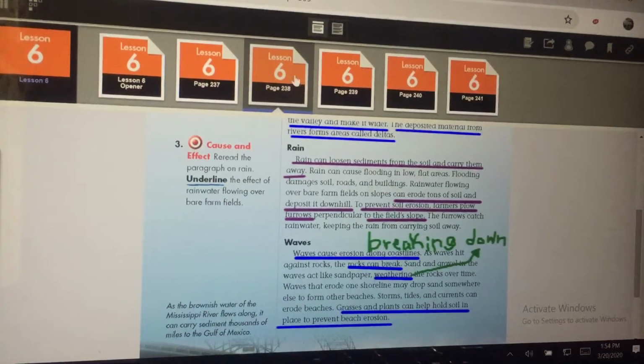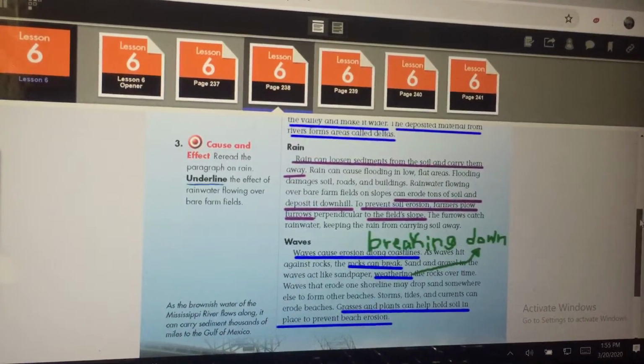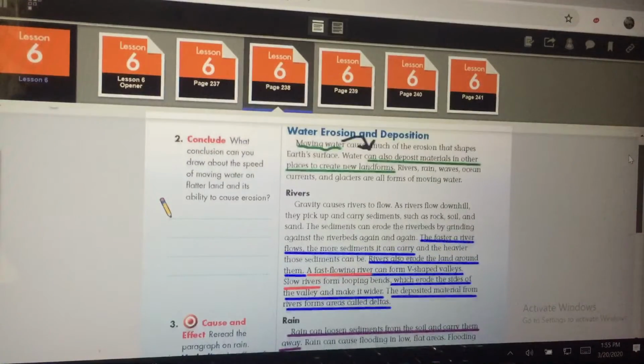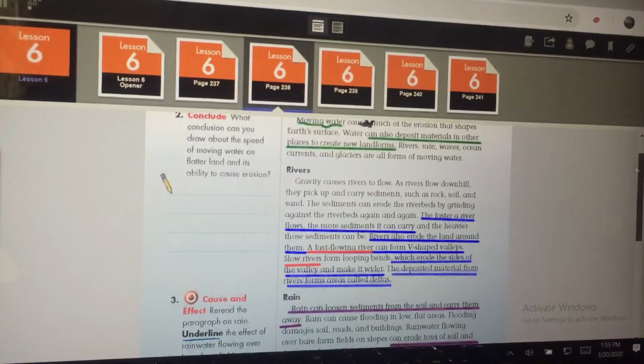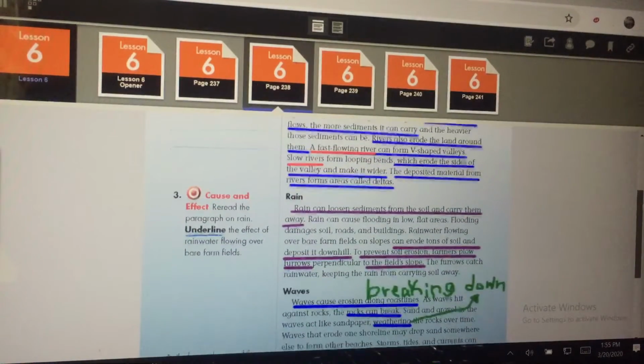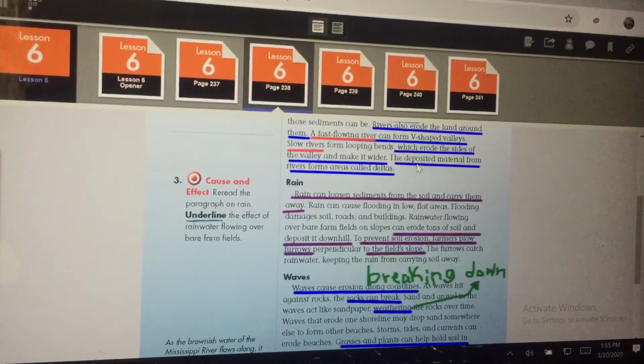My dear students, now I need you to open the book page 238. Look here. One form of water erosion is erosion by rivers, and they are telling you when rivers deposit the materials of the rivers, they form areas called deltas.